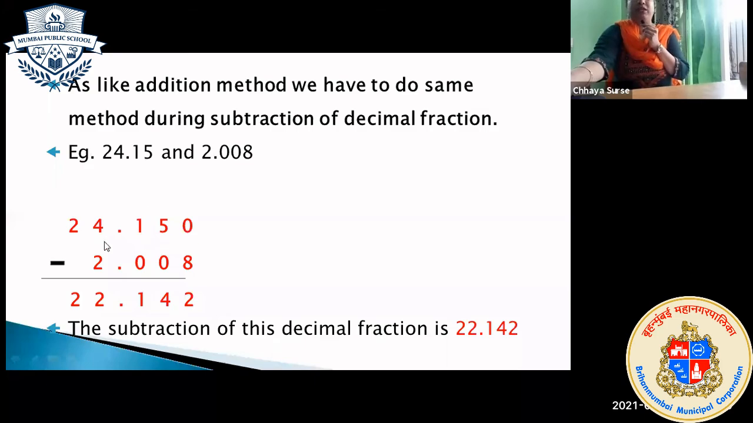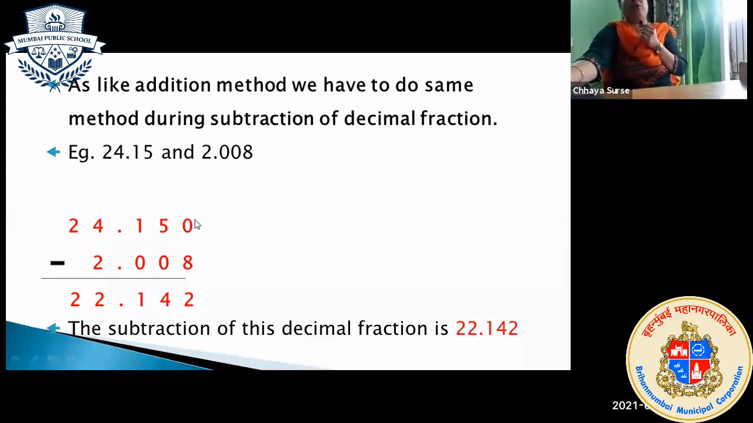We wrote 24.150 here. Then the next number is 2. This is a single digit number, so we write 2 on the ones place. Then 0 on which place? After the decimal point, this is the tenths place, this is the hundredths place, and this is the thousandths place. So we wrote the numbers here.